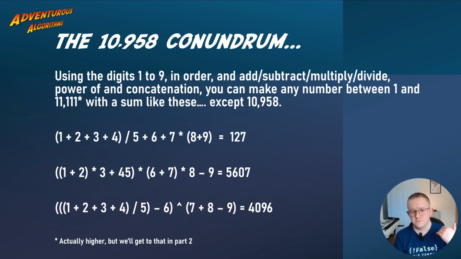So it might be something like 1 plus 2 plus 3 plus 4, all divided by 5, add 6, add 7, times 8 plus 9. And you can make any integer between 1 and 11,111 except for 10,958. We looked at this and whether it was possible to write a program that would test, was there really no combination for 10,958, because it looked as if the guy who had worked this out originally had used pen and paper, which is really, really impressive. But we thought maybe we could work it out computationally.